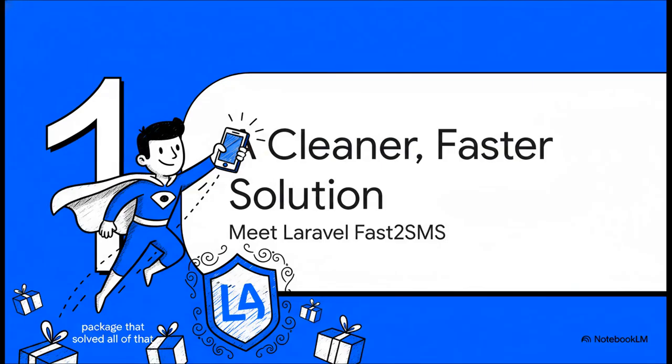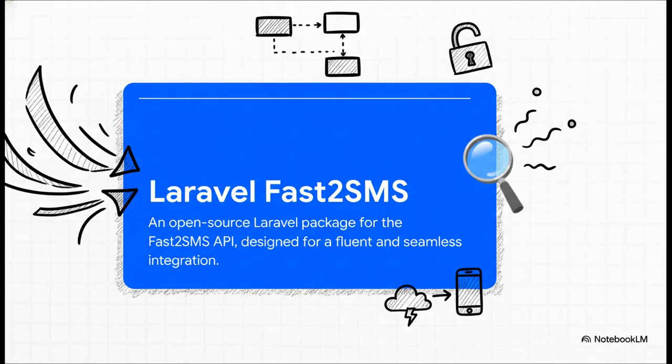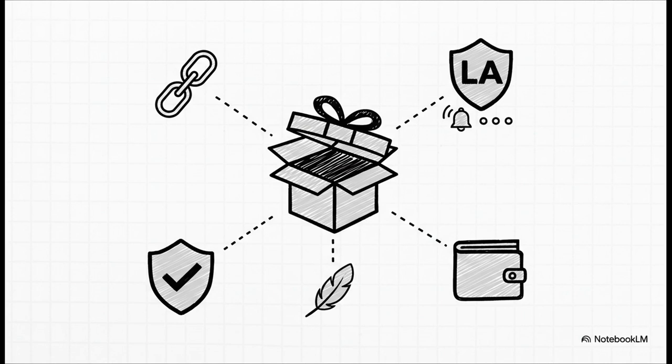So what if there was a package that just solved all of that? Well, let me introduce you to the hero of our story today, Laravel Fast2SMS. The whole idea behind it is to make sending SMS feel like a native, elegant part of the Laravel framework again. So what is this thing really? It's pretty simple. It's an open-source Laravel package built specifically for the Fast2SMS API. And the keywords to remember here are fluent, expressive, and seamless. The goal is to make this whole integration feel completely natural, not like some clunky thing you bolted onto the side.